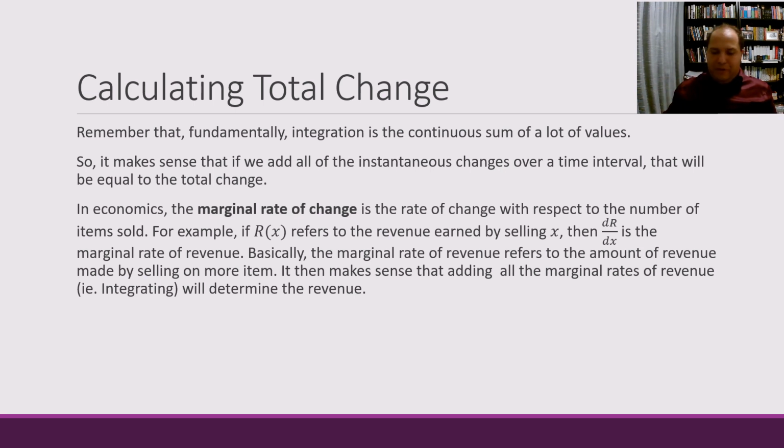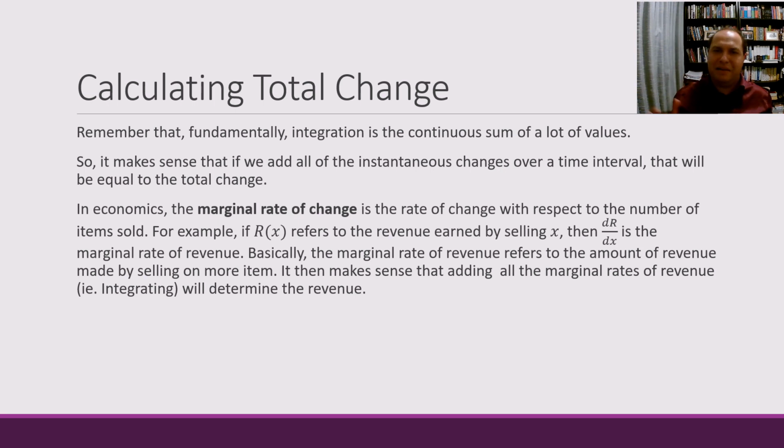Now in economics we call this the marginal rate of change. And basically the marginal rate of change is asking, how much does it cost to produce the next item? How much does the cost change by? What is the change in cost if we produce one more item? So if we want to find the total cost of producing a certain number of items, then we would need to work out the integral, or the sum, of all of the derivatives, all the changes, and add them all together. And that's what calculus lets us do.